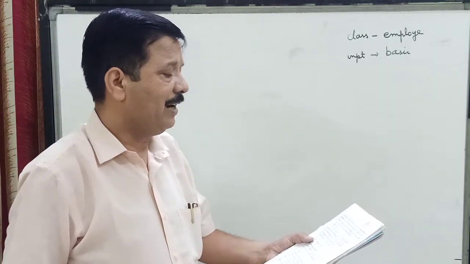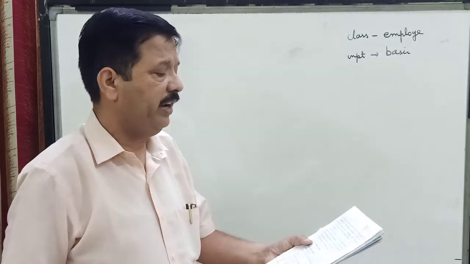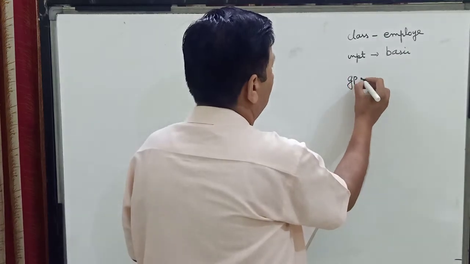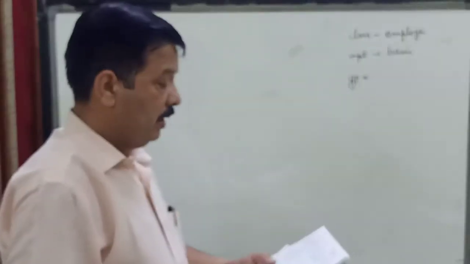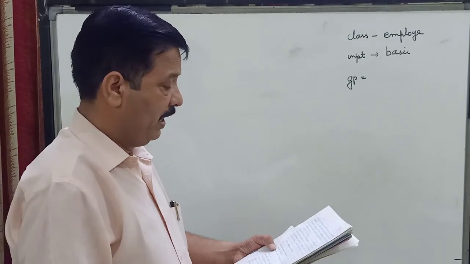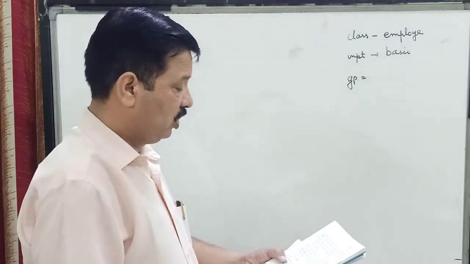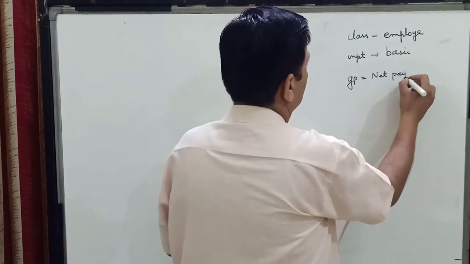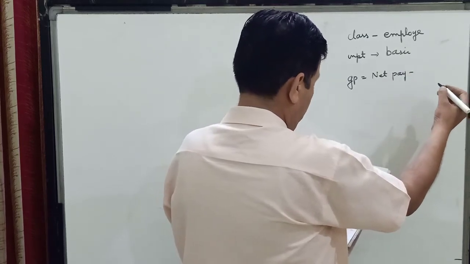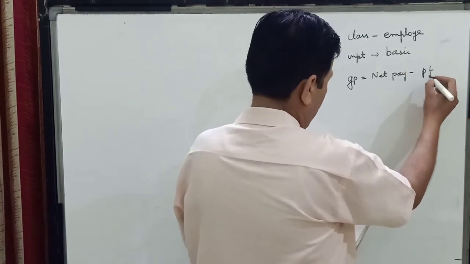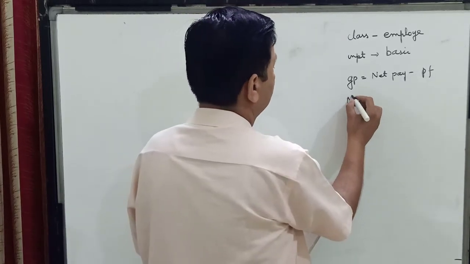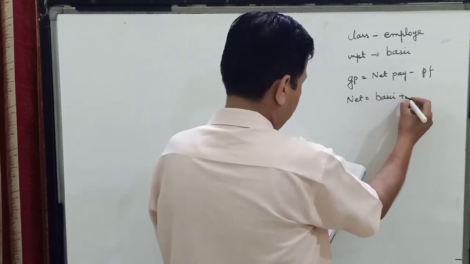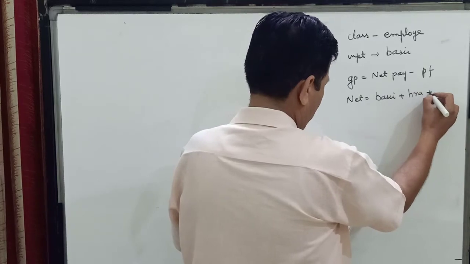So the program says write a class with the name employee and basic as its data member to find the gross pay. So we have to find out the gross pay of an employee for the following allowances and deductions. And it says that the gross pay is equal to net pay minus PF. And it is saying that net pay is equal to basic salary plus HRA and plus DA.